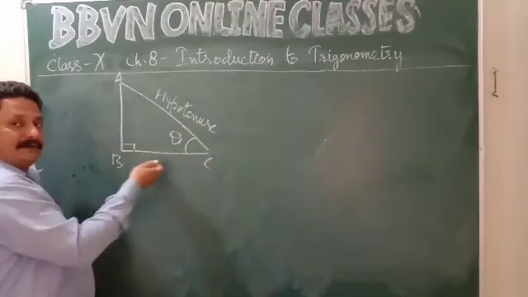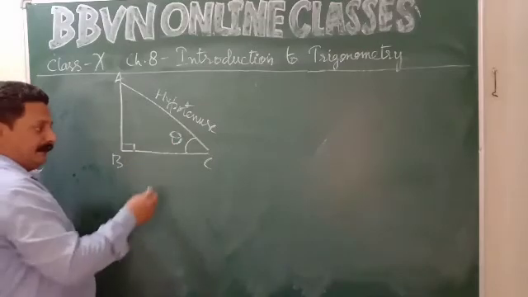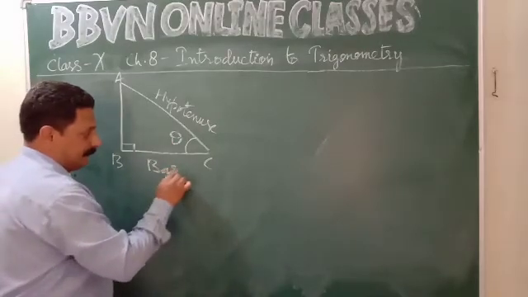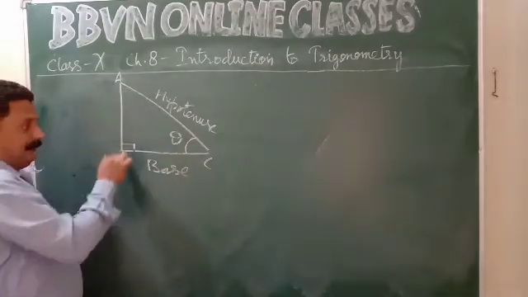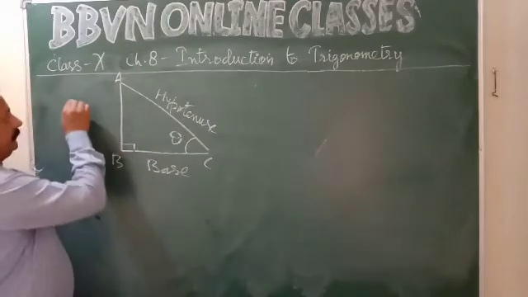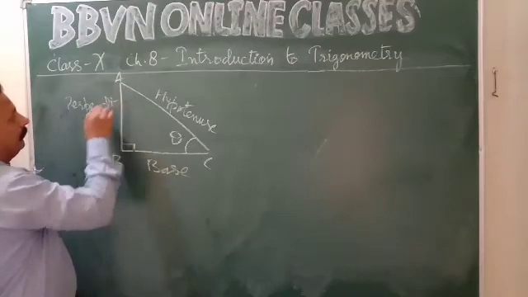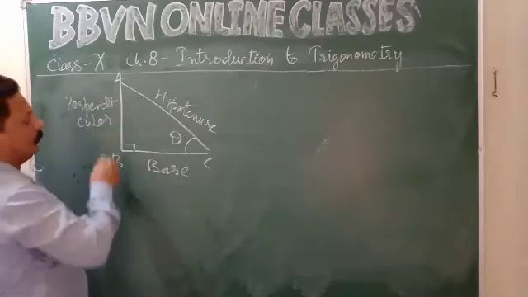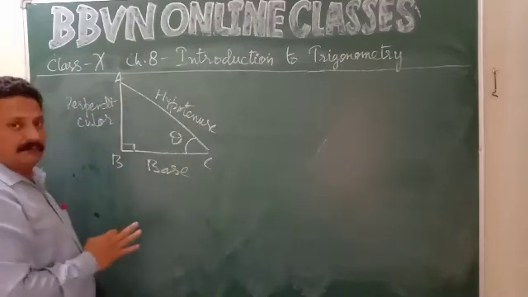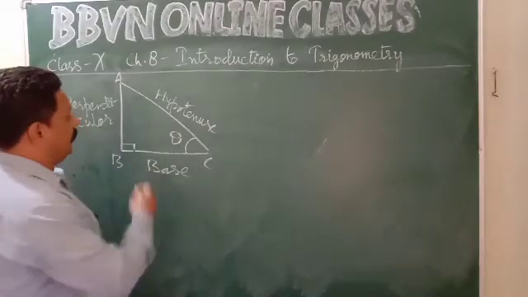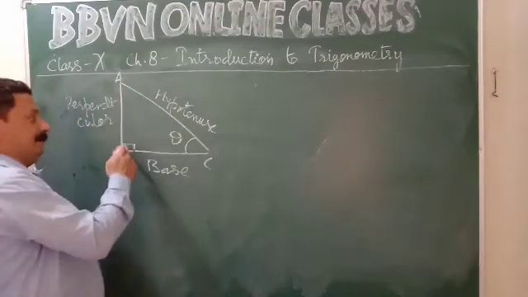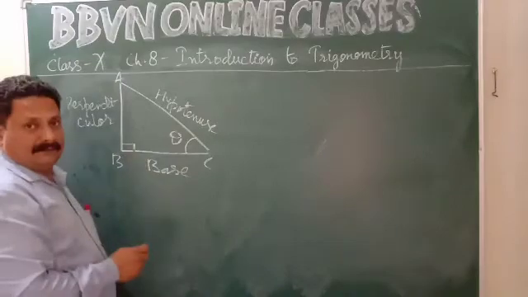The side of the triangle on which this angle theta lies is the base, and this AB, which is perpendicular to the base, is called the perpendicular. Also you can call it the altitude. Now in this triangle you have three sides, AB, BC and AC.